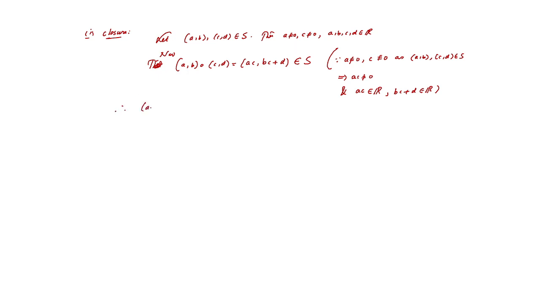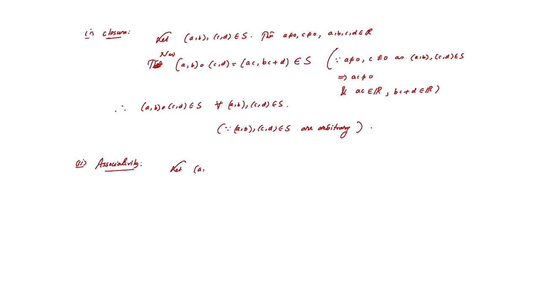So what we have shown here is (a, b) ∘ (c, d) belongs to S for all (a, b), (c, d) belongs to S. Why? Because (a, b), (c, d) are arbitrary elements. So the closure property holds. Now we'll come to the next important property, which is associativity.